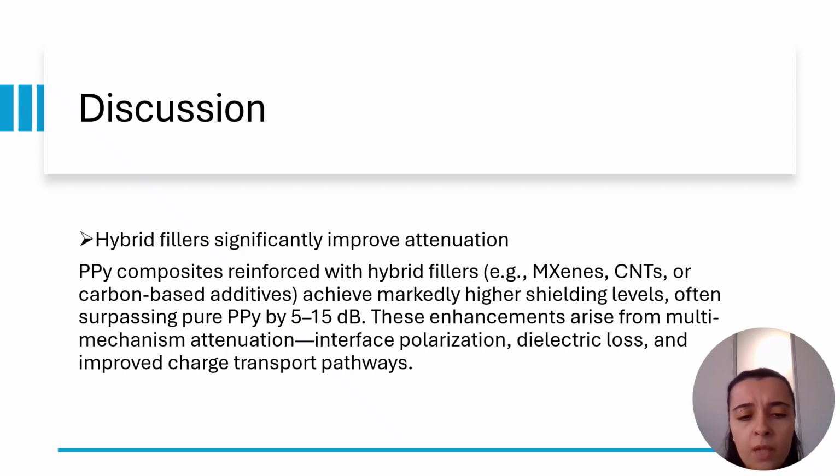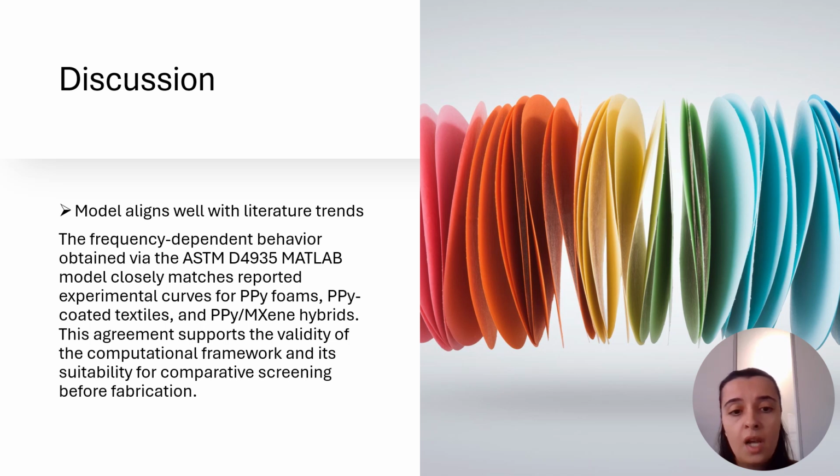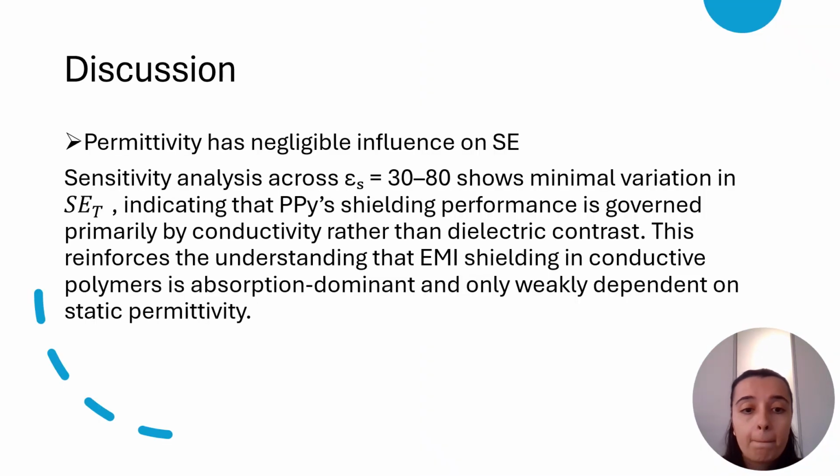The reinforced polypyrrole composites with hybrid fillers achieved higher shielding levels, often even surpassing the 5 to 15 decibel range. This enhancement arises from multi-mechanism attenuation, from the way that they were synthesized. It's important to say again that permittivity has almost no influence on the shielding effectiveness, and the most important parameters are the thickness and the conductivity.